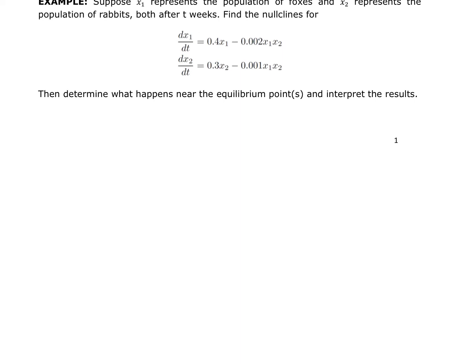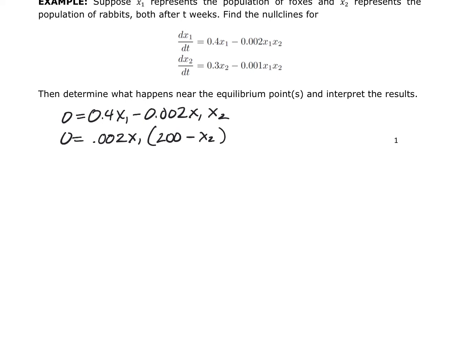All right, so here we go. We're going to just follow through what it said. I'm going to set my first derivative equal to 0. So I have 0 is equal to 0.4 x sub 1 minus 0.002 x sub 1 x sub 2. And I can easily factor out a decimal. I'm going to factor out 0.002 and an x sub 1 because they're common. So this is 0.002 x sub 1, and then what I end up with is 200 minus x sub 2. And we know this is equal to 0. So we know that x sub 1 is equal to 0 and x sub 2 is equal to 200.